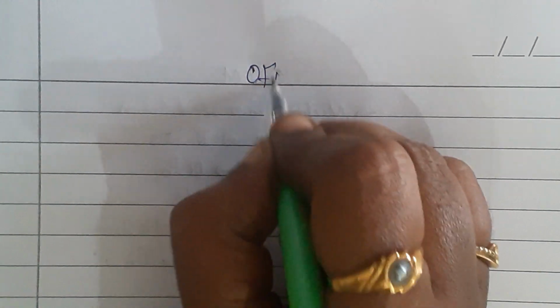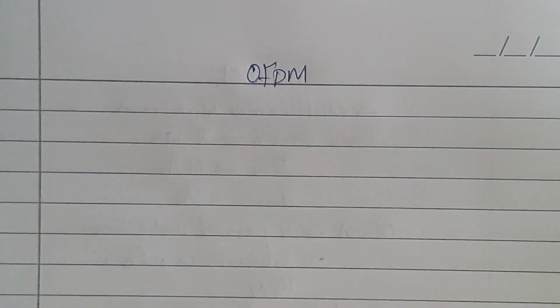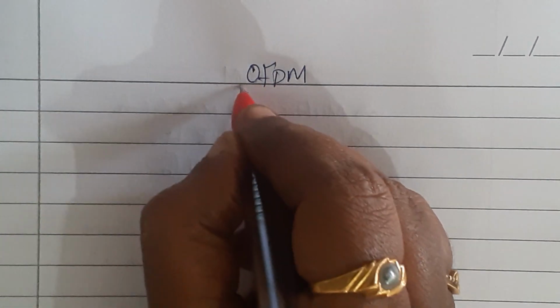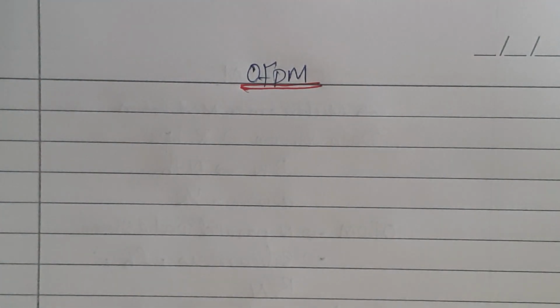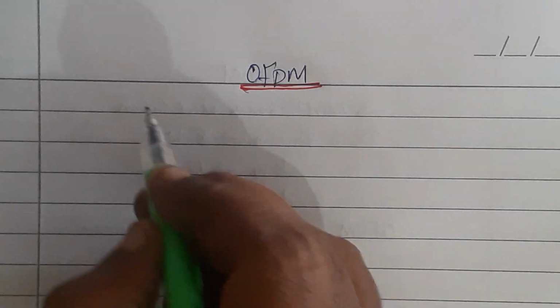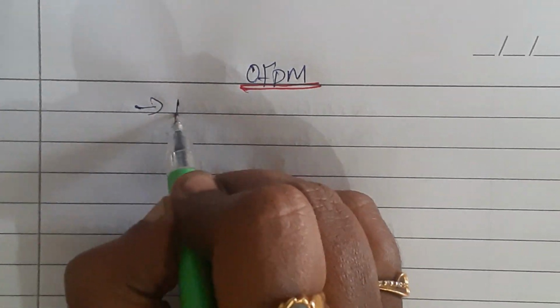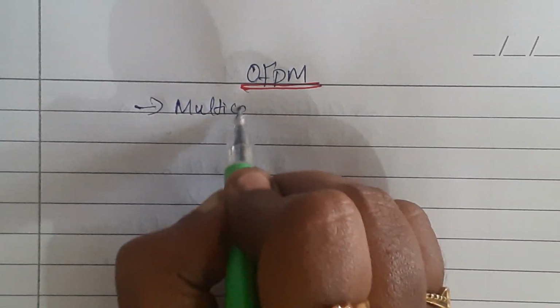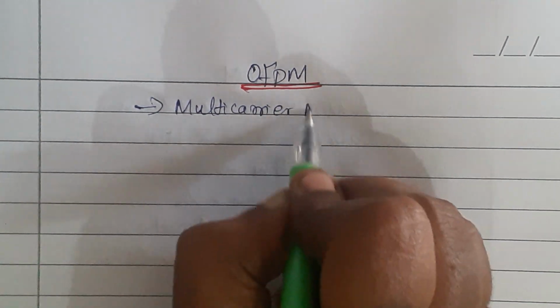Dear students, good morning. Today we will see about OFDM. So we all know what is OFDM. OFDM is orthogonal frequency division multiplexing. It is a best example for multi-carrier modulation system.